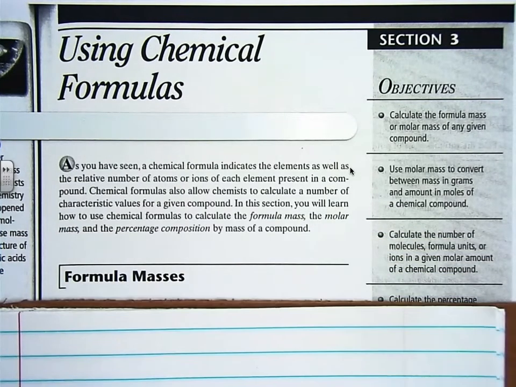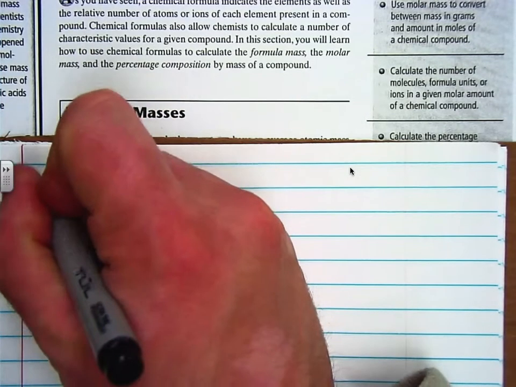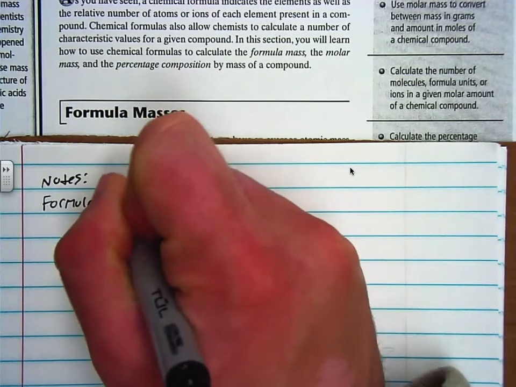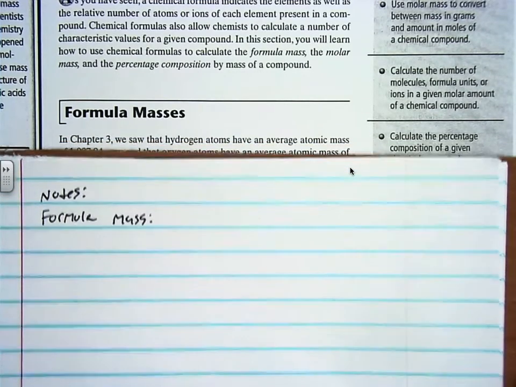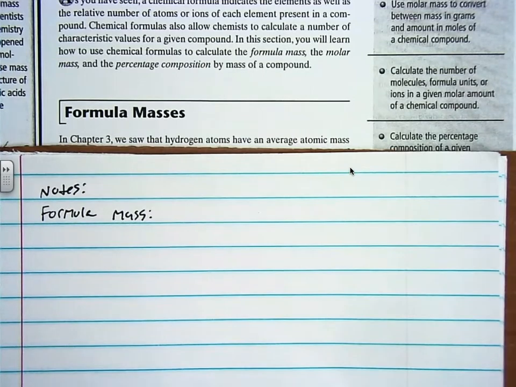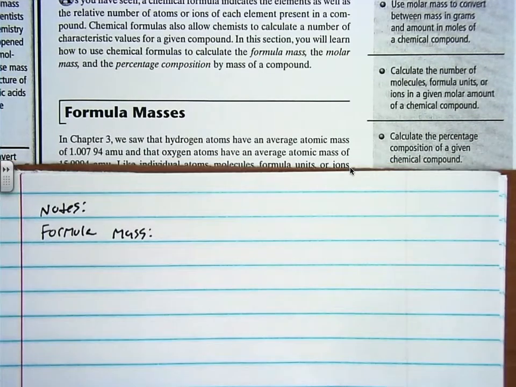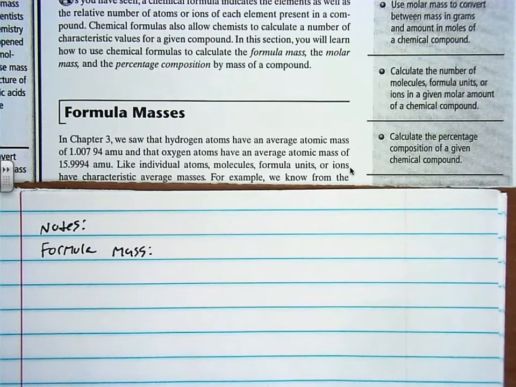Formula mass. So, in your notes, you might choose to write down just a little place where it says formula mass. What is formula mass? Because this looks like both a vocab word and a concept you need to know for your chemistry. In chapter 3, we saw that hydrogen atoms have an average atomic mass of 1.00794 atomic mass units, and that oxygen atoms have an average mass of 15.9994 AMU. Like individual atoms, molecules, formula units, or ions have characteristic average masses.